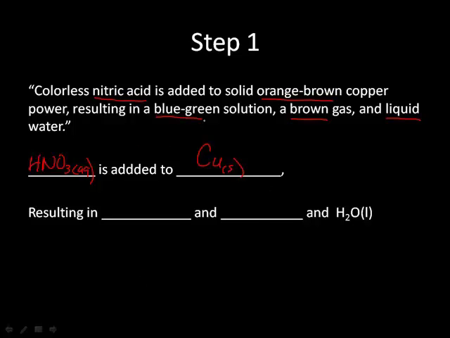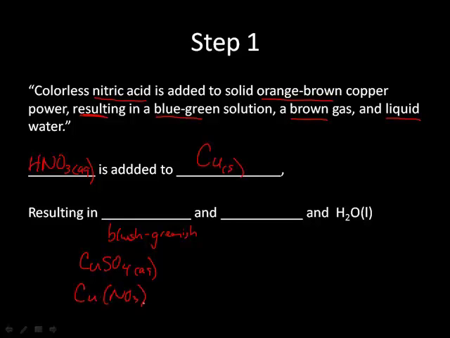Now, when these two are added together, it says it results in a blue-green solution. So the question is, what's the blue-green solution? What is that? We know it's a bluish-greenish color. So what are our options? One option you might have seen is we have on our list copper sulfate. Another option is copper nitrate.